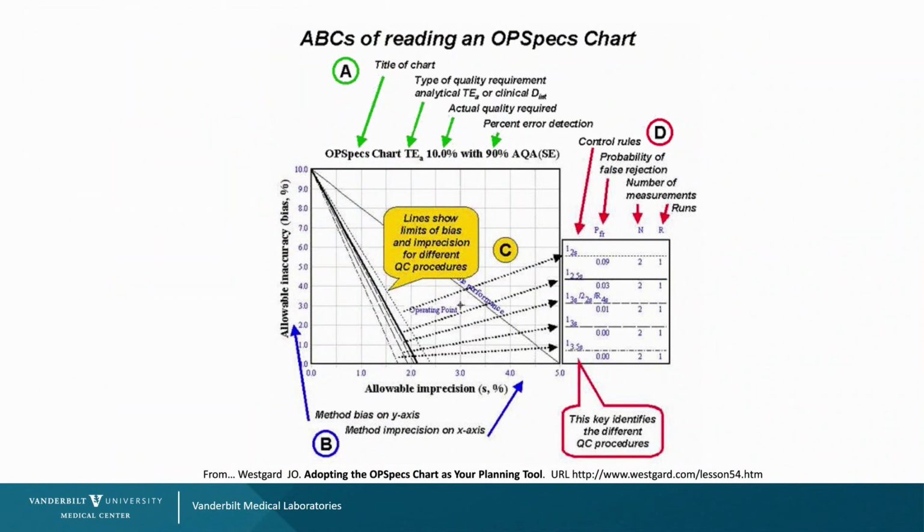This gives us operating specifications if we think about sigma metrics. Here we're plotting on the x-axis allowable imprecision as a percent against inaccuracy on the y-axis. And you can see the different lines of performance for defining different quality control strategies, whether it's 1-2S, 1-2.5S, 1-3S.